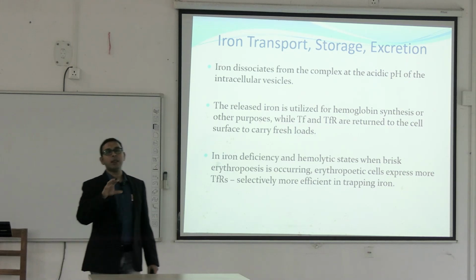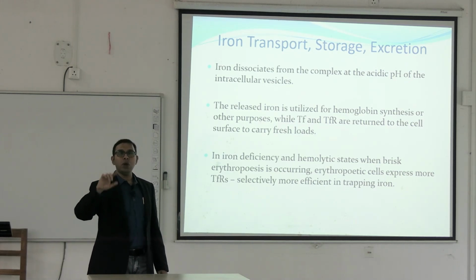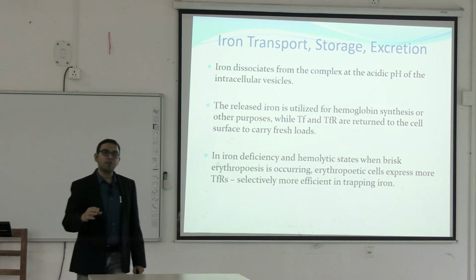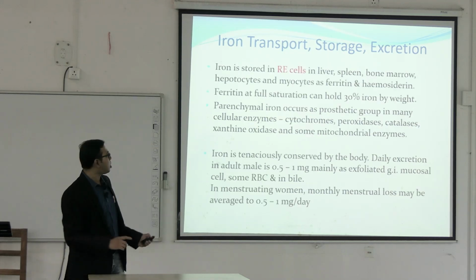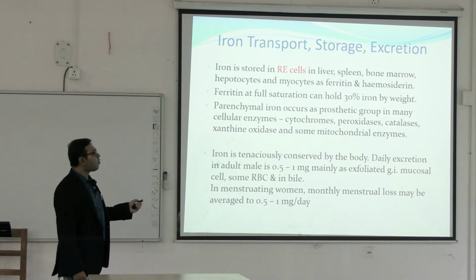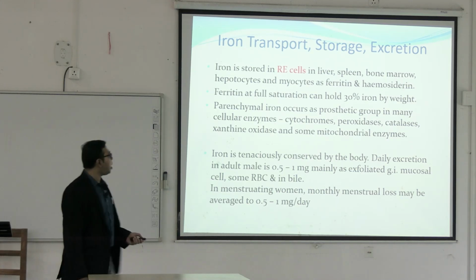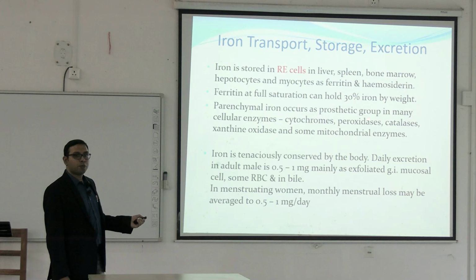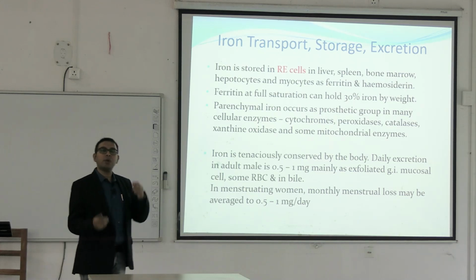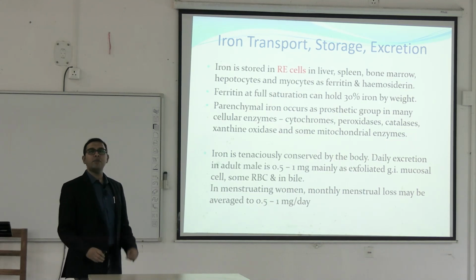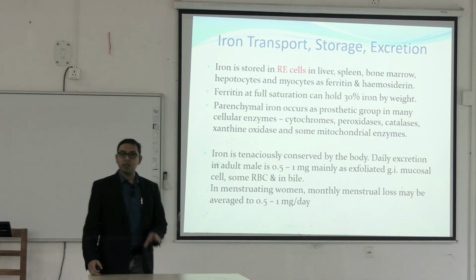So hepcidin, remember, will be the central regulator of how much iron will be transported into the plasma from the enterocytes. And transferrin is the protein that leads to the transfer of the iron to different cells and erythrocyte precursors. Iron is stored in the reticuloendothelial cells, meaning liver, spleen, bone marrow, hepatocytes and myocytes, in the form of ferritin and hemosiderin. Ferritin at full saturation can hold 30% iron by weight. Ferritin saturation can also be decreased when there are some problems with iron. Parenchymal iron occurs as prosthetic groups and is present in different types of enzymes used in the respiratory chain, for example cytochromes, peroxidase, catalase, xanthine oxidase and different mitochondrial enzymes. Mitochondrial respiratory chains, it is present.